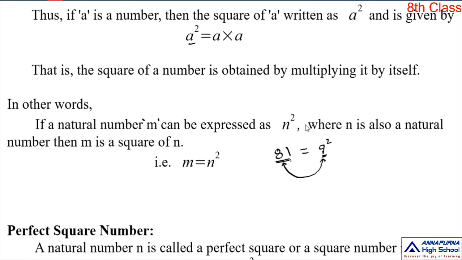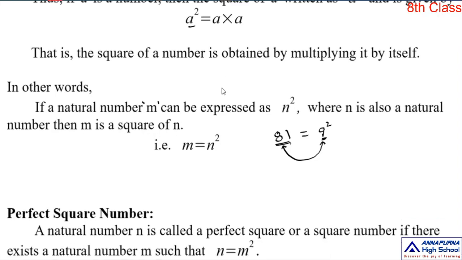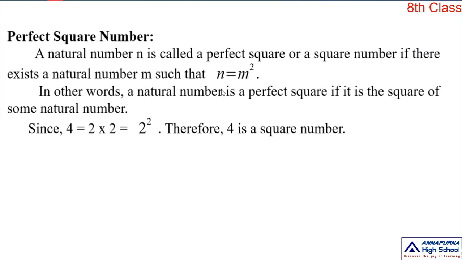Okay, simply you remember, square means the number obtained by multiplying it by itself. That's all. Means a square means a into a. That's enough. Next, one most important definition. What is that? Perfect square number.